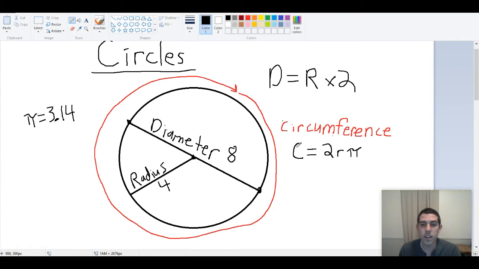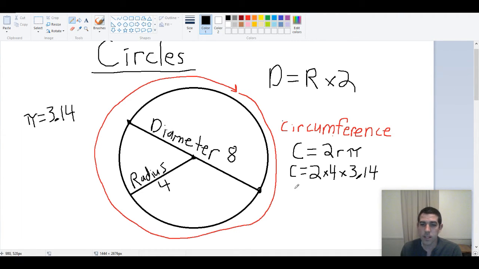So let's see if we can figure out what the circumference is. The circumference will be 2 times, well, what's r here? What is our radius? Our radius is 4, so it's going to be 2 times 4. And then multiply by pi, which we said was always 3.14. And that's it. Now let's do the math.